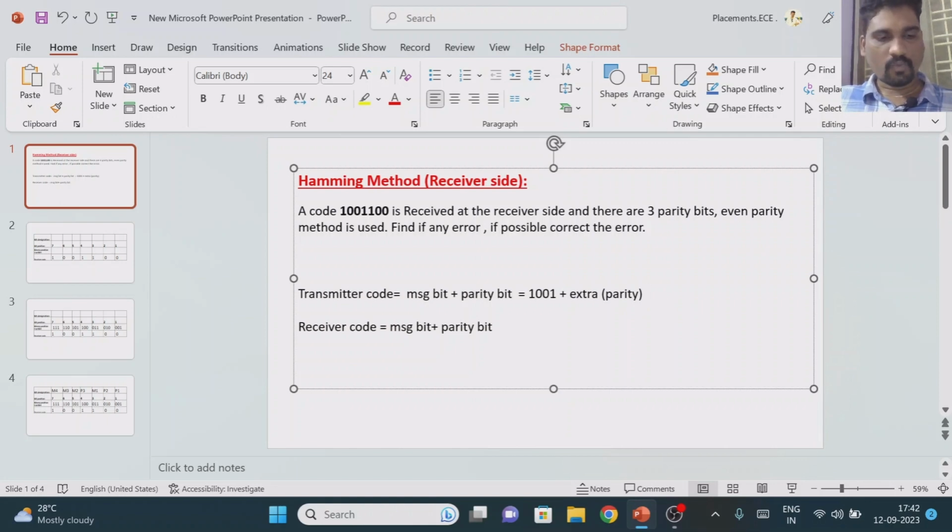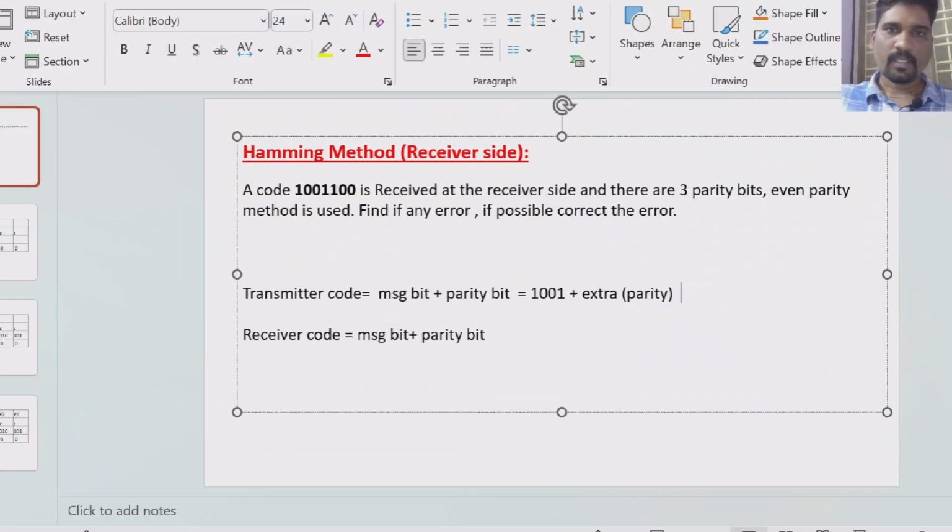So what I'm trying to say here is, in the input question for the transmitter part, you will get only the message bit value. We don't get any extra bit value, that is, the parity bit value. So in this case we are finding how many extra bits are required, and in which location we need to add the extra bits. That's what we are completing. Once it is done, you will get the transmitter part. It is a combination of these two things.